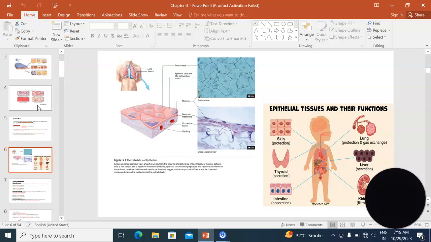As you can see in this diagram, here they have given epithelial tissue and its functions. It helps in protecting the skin. It helps in exchange of gases and protection in the lungs. It helps in secretion of various components in the liver. It helps in filtration of various components from the kidneys. In the intestine, it helps in absorption, and in the thyroid, it helps in secretion of various hormones. So all these are the functions performed by the epithelial tissue. And as you can see in this diagram, this is the layer of epithelial tissue.